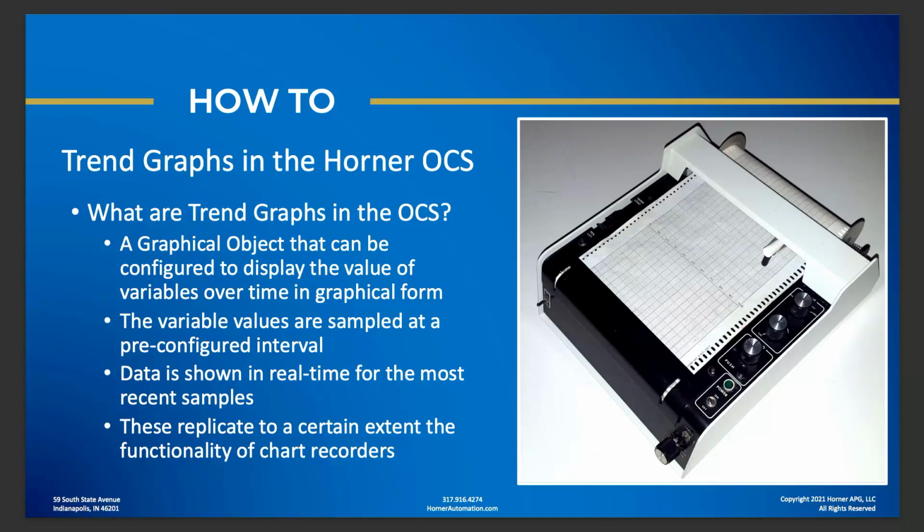And one of the differences between the different types of graphs or different types of trends that are supported in the OCS is basically the sampling interval. That's one of the main differences. Now, once you've selected a sample interval and completely configured your trend graph and it's running at runtime, the data is shown in real time for the most recent samples.